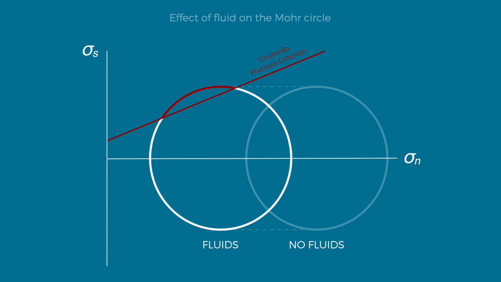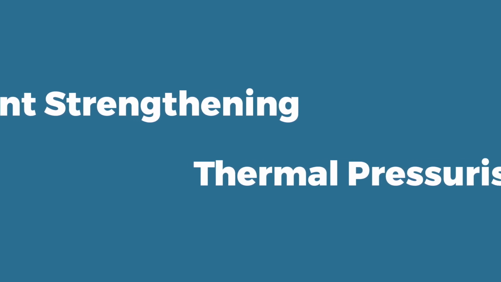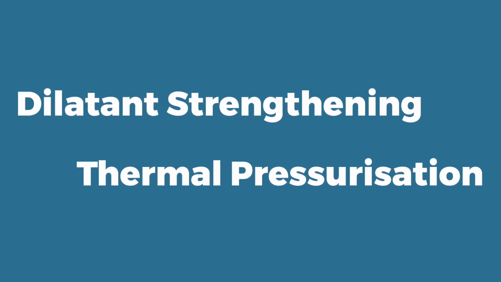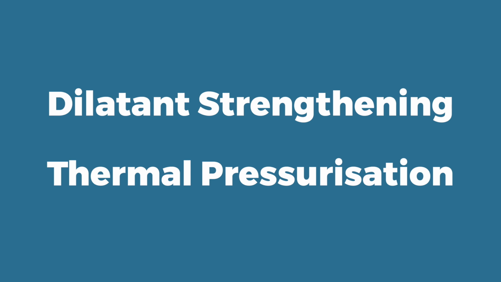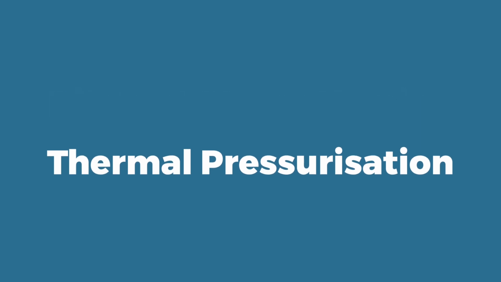But dehydration isn't the only process that involves fluids and affects strain energy dissipation in the Cascadia subduction zone. I'm now going to discuss two other hydromechanical processes that play an important role in Cascadia. These are dilatant strengthening and thermal pressurization. We'll start off by looking at thermal pressurization.